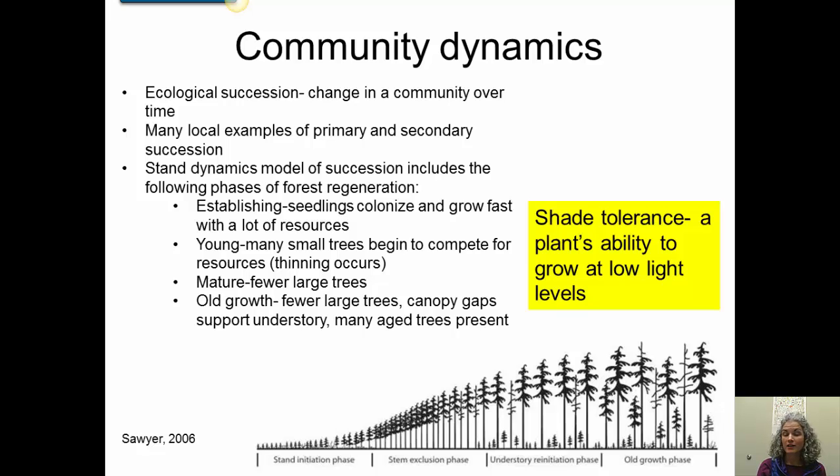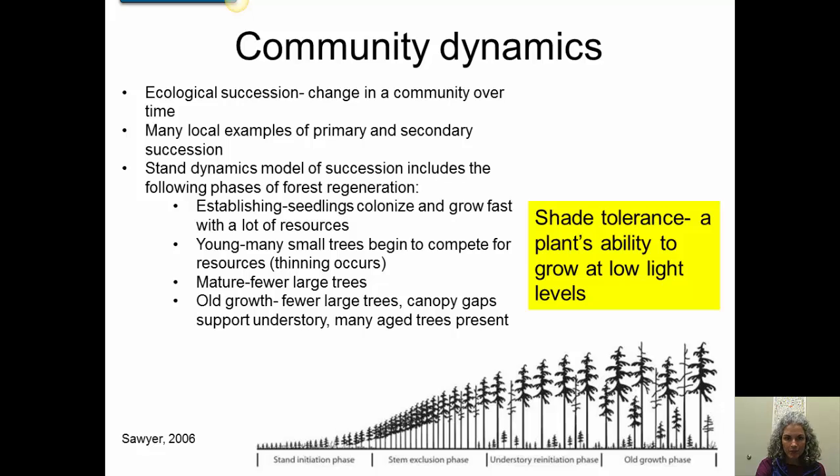Lots of examples of secondary succession occurring in burned areas locally. With secondary succession, things tend to happen a lot more quickly because you still have soils intact. So secondary succession tends to proceed more quickly than primary succession. John Sawyer talks about the stand dynamics model of succession being a pretty good fit for the kind of ecological succession that we see occurring in the forests of the Klamath Mountains.